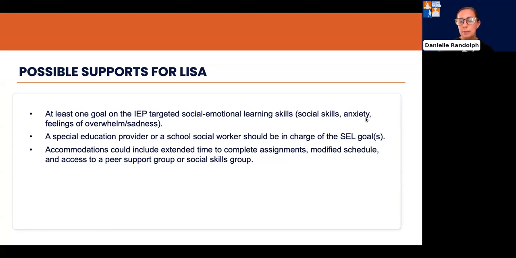Accommodations for her are going to be kind of minimal because again, she doesn't have a whole lot of needs. But maybe some extended time to complete those assignments. That way, if she's maybe having a bad day or an off day, she can have that extra time. Maybe a modified schedule because we have that truancy or school avoidance issue, and then access to some sort of peer support group or social skills group.